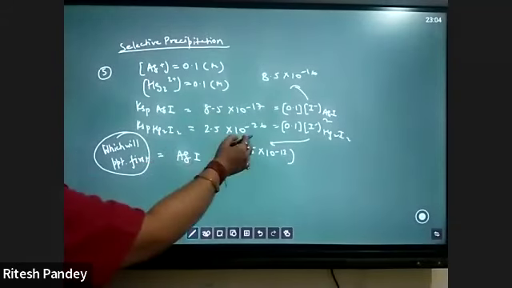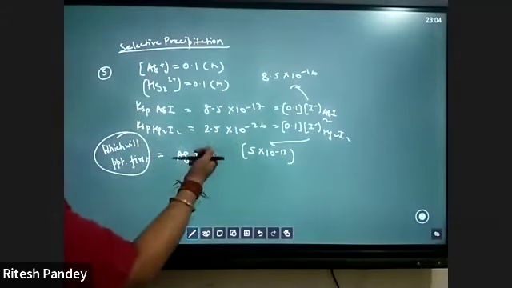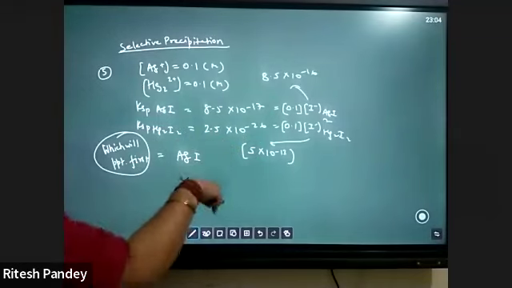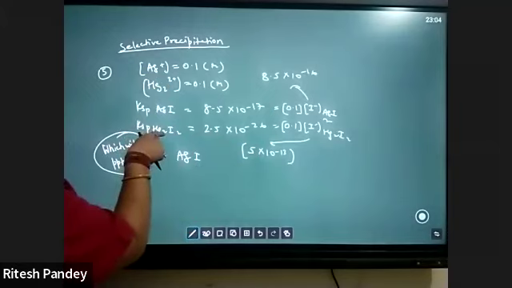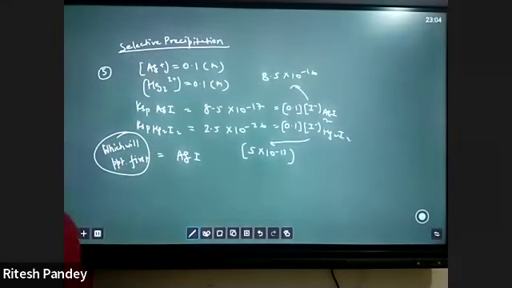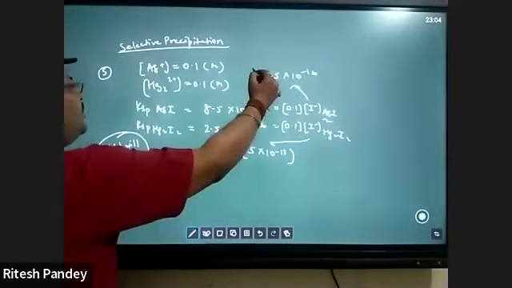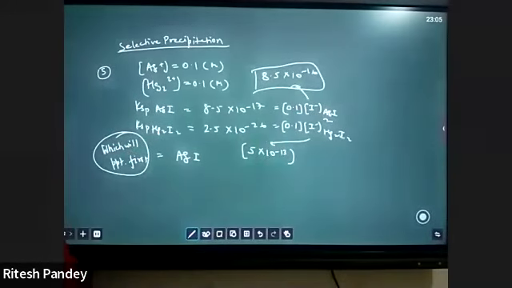अगर खाली एक रैंडम सिंपल सा क्वेश्चन दे दूं, दोनों का KSP दे दूं, बोलो which will precipitate first on adding I minus gradually to a mixture of Ag plus and Ag2 plus? Maximum people will write Ag2I2, but the right answer I reckon is AgI, because you can see this is going to be a smaller value. Yes or no? Yes, sir.